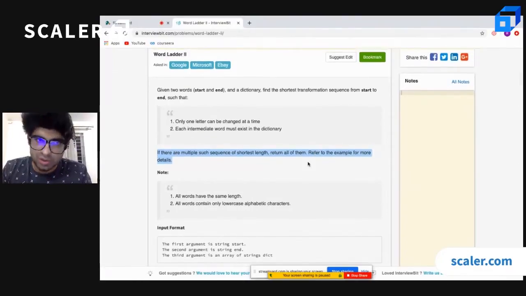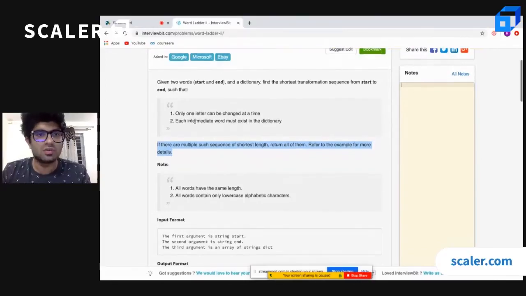The question is, we have been given two words, let's say source and destination, and we need to reach from source to destination. What we can do is modify a letter in the source, and check whether the modified word exists in the dictionary or not. If it exists in the dictionary, then we repeat this procedure again and again. Ultimately, we will reach our destination. We need to do it in the shortest possible way, and print out all the possible sequences. Fine.